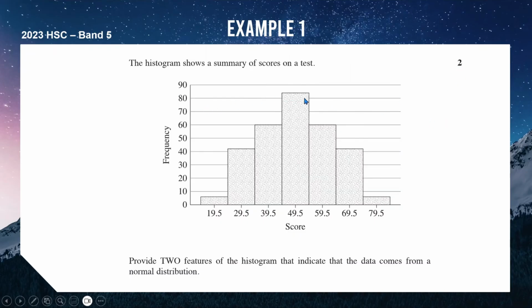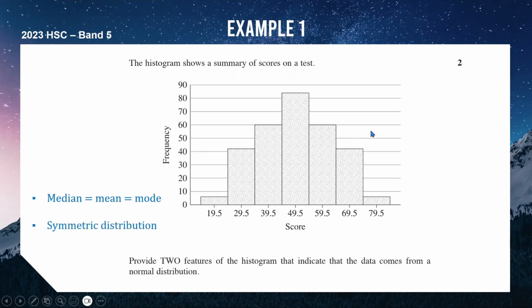They gave you a picture of a histogram and it shows scores on a test. The question is asking you to provide 2 features of the graph that indicate that the data comes from a normal distribution. So what you want to say about this is about the shape and about the location of the mean, median, and mode. We can see in the middle that our most common score, our mode, is also our median, and it's pretty safe to assume that because this is a symmetric data set, the mean is also going to be in the middle. So we could easily say median equals mean equals mode to pick up a mark.